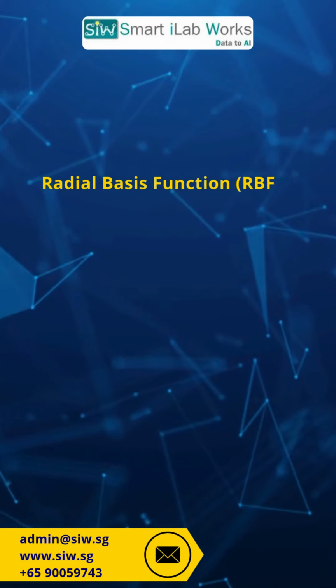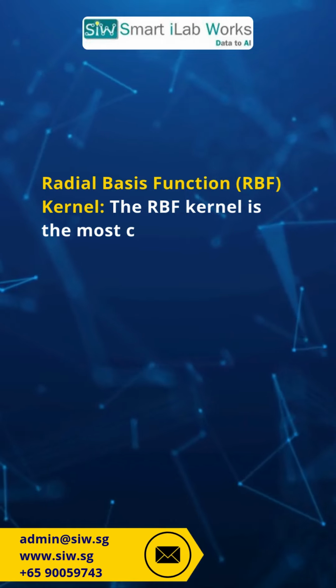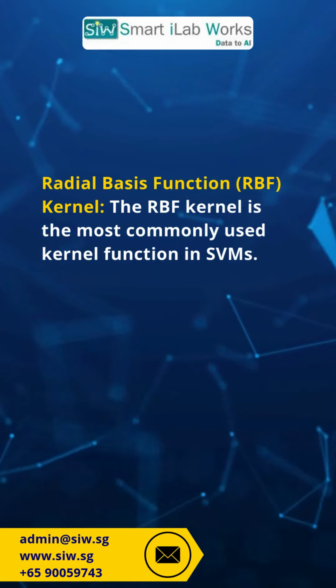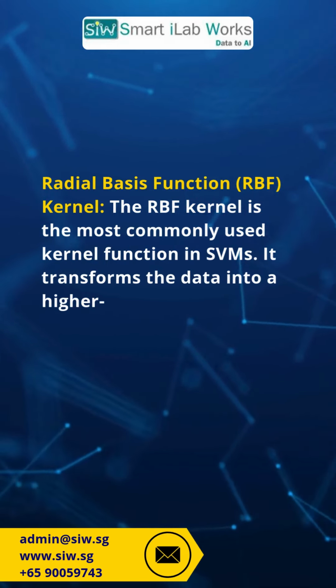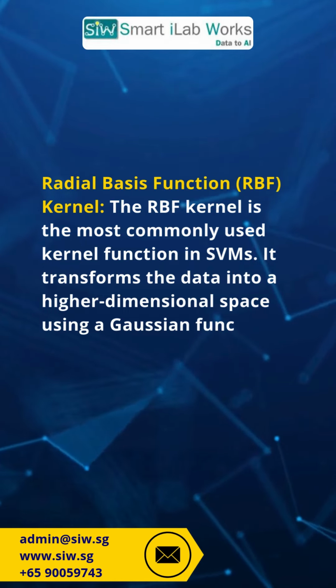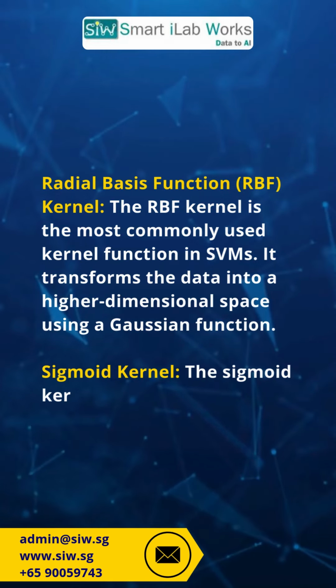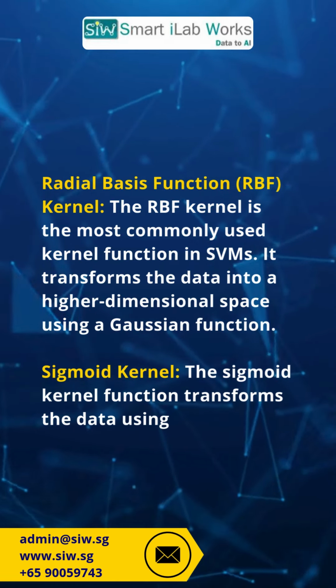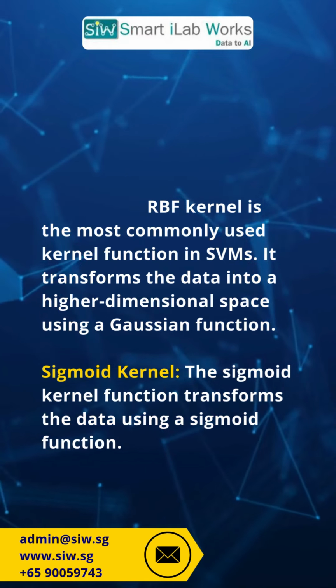Radial basis function kernel, the most commonly used kernel in SVMs. It maps data to a higher dimensional space using a Gaussian function. Sigmoid kernel transforms data using a sigmoid function, often used in neural networks.